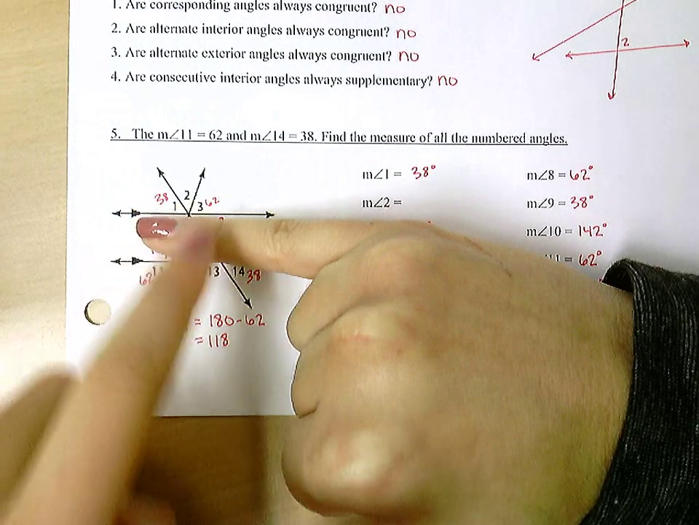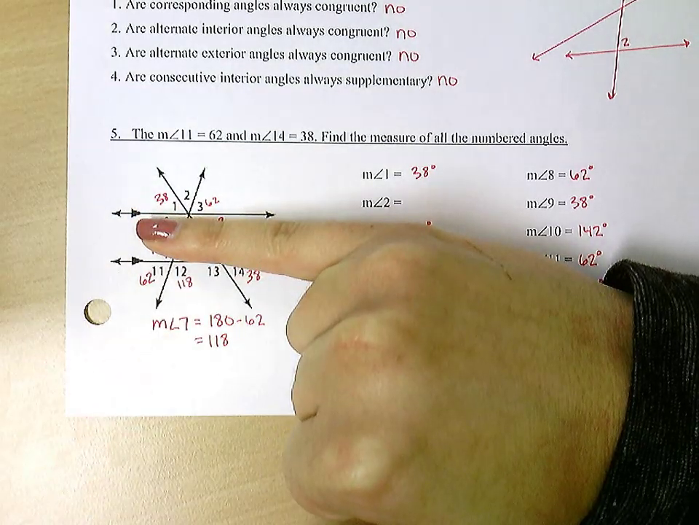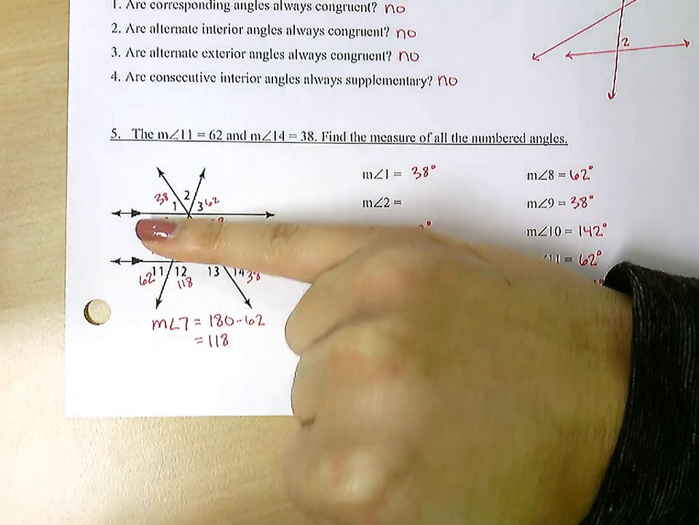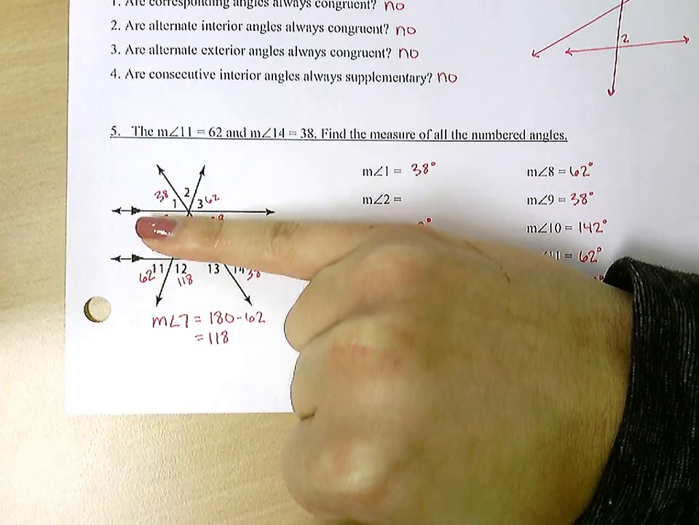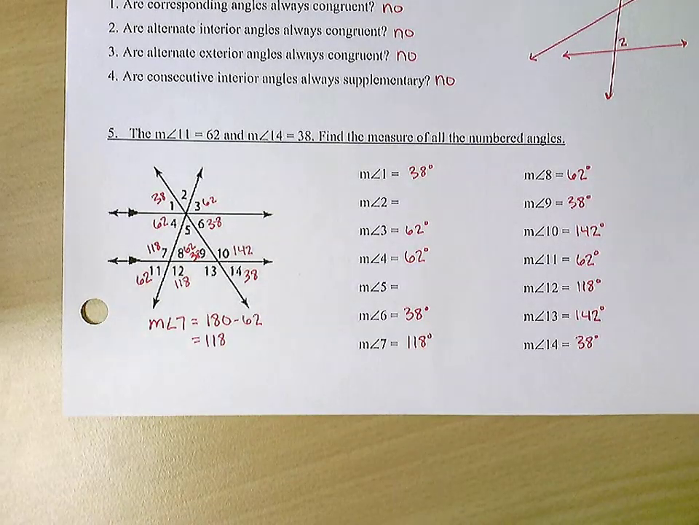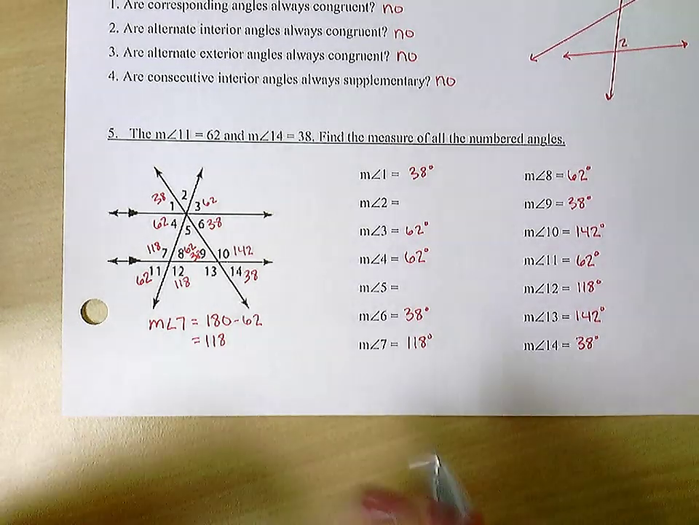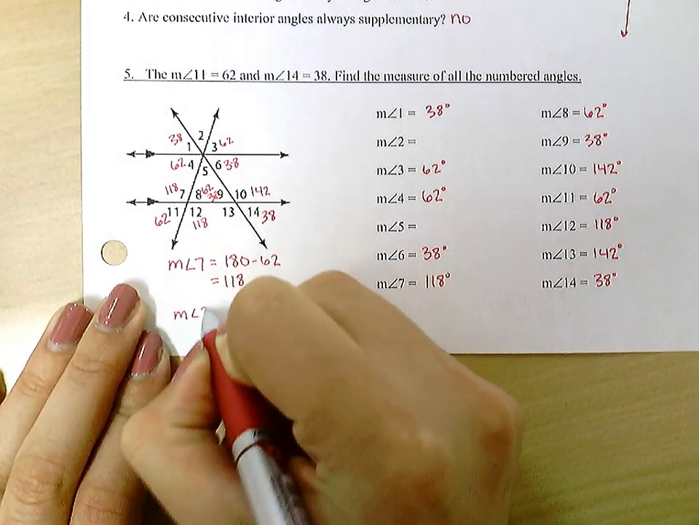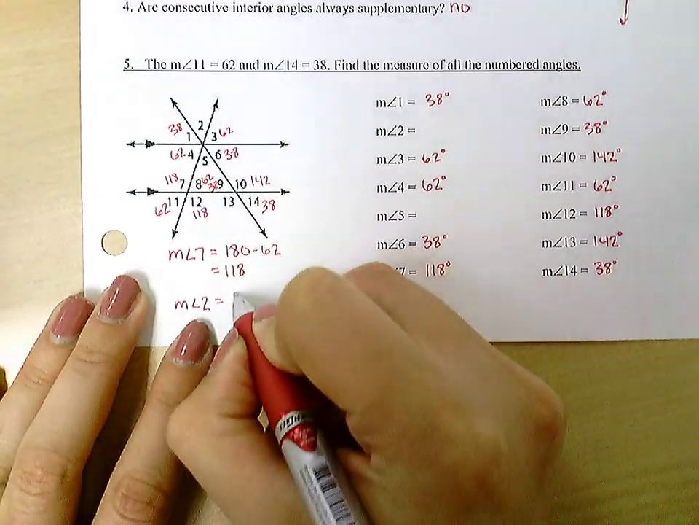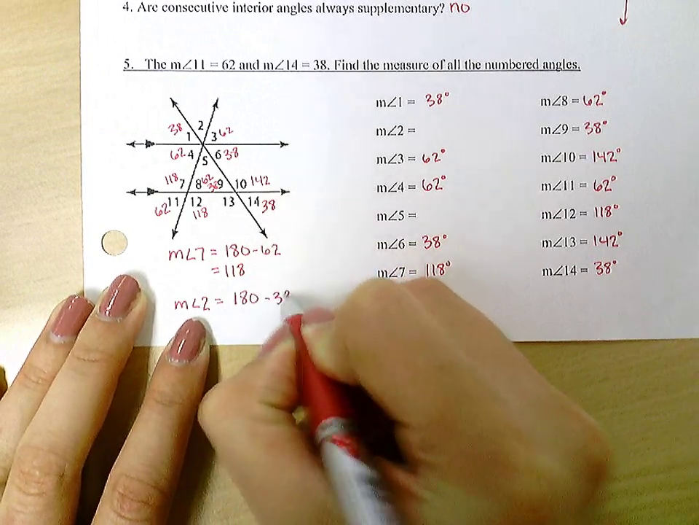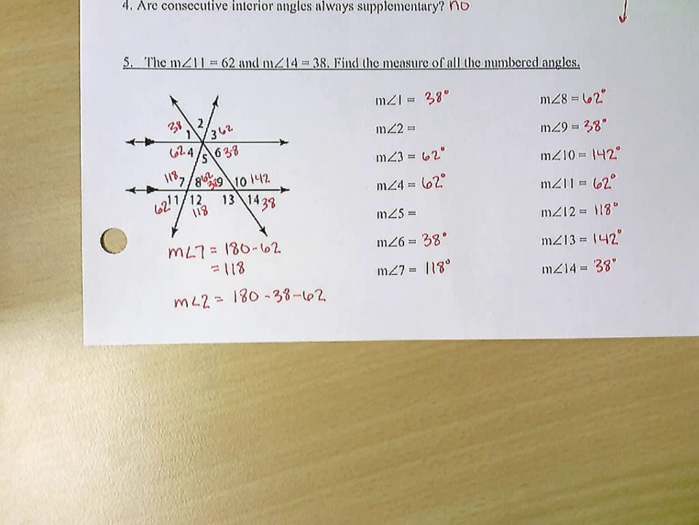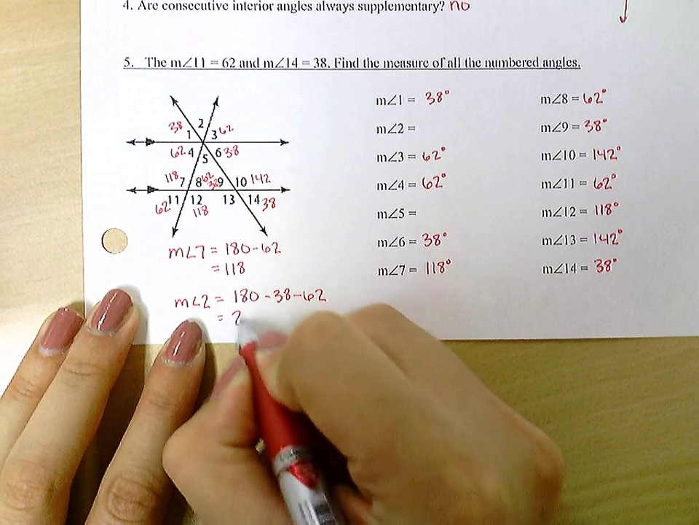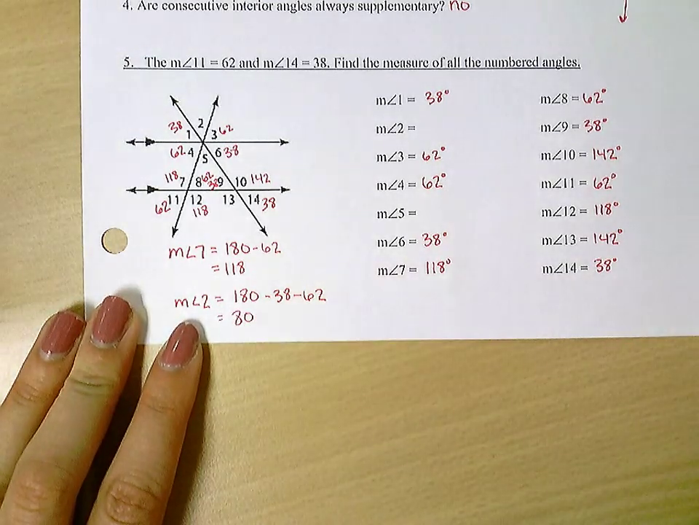Okay, so angles 1, 2, and 3 create a straight line, so they all have to add up to 180. So to get angle 2, what can I do? Go ahead, Emily. 62 and 38, and then subtract that. Yes. So you can add together angles 1 and 3 and subtract those from 180. Or I could just take 180 and subtract those 2 angles that I know, which will be the same process. Okay, and angle 2 then is 80.